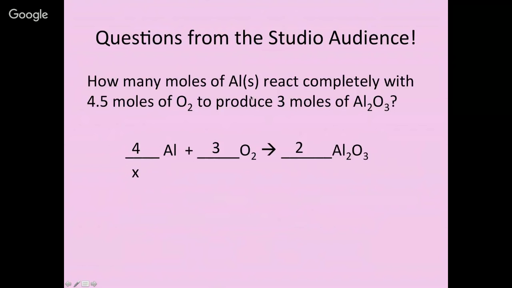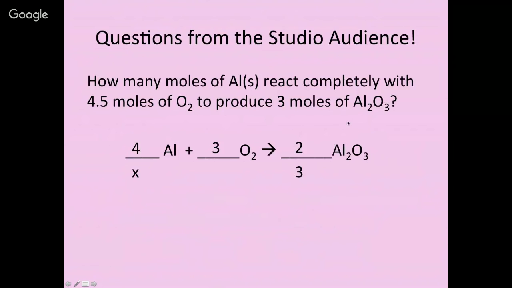So I know a few of you said that you had your proportions wrong before. But if you kind of go through step by step, then you'll be fine. So it says how many moles of Al will react? Well, we don't know that. So we're going to put X under the Al. With 4.5 moles of O2 to produce 3 moles of Al2O3.